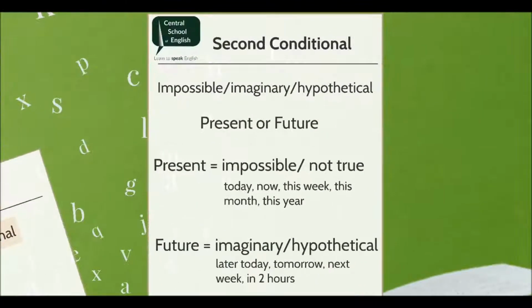We use the second conditional to speak about impossible, imaginary, or hypothetical situations. These can be in the present or the future. We'd use the second conditional in English to speak about something in the present that is impossible because it is not true. When we make a second conditional sentence to speak about the present, we may be speaking about today, now, this week, this month, this year, etc.